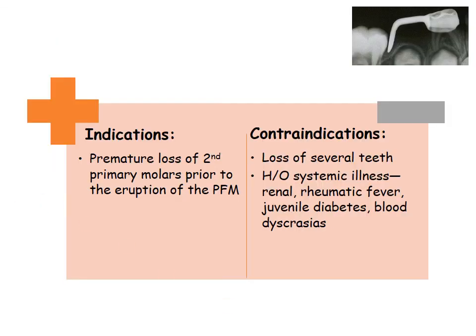The indication for the distal shoe is a premature loss of the second primary molars prior to the eruption of the permanent first molars. The contraindication is loss of several teeth; you cannot give a distal shoe. And if the patient has any systemic disease, like renal disorders, rheumatic fever, juvenile diabetes, or blood disorders, then again it is contraindicated because the appliance is intra-alveolar and all these will be a source of infection for the patient.